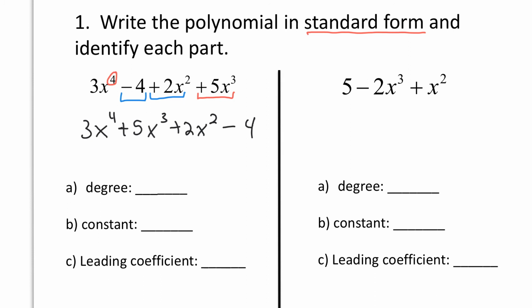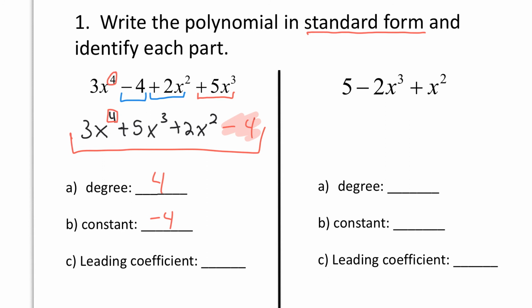So now you have the actual standard form. It is in order. Now you can look for the degree. The degree of the polynomial is the highest exponent. So 4 is right here. There's your degree, highest exponent. Constant is the number with no variable. So minus 4 is the one right here.